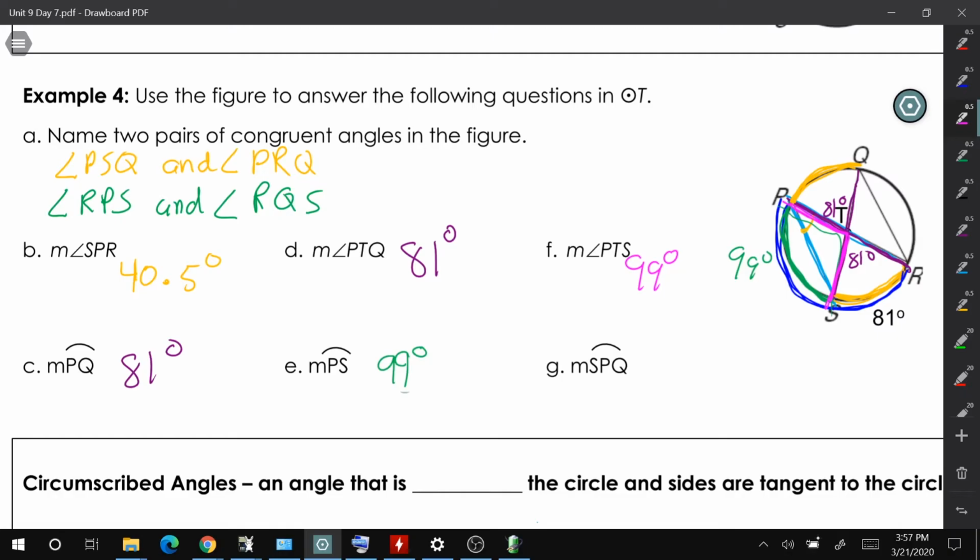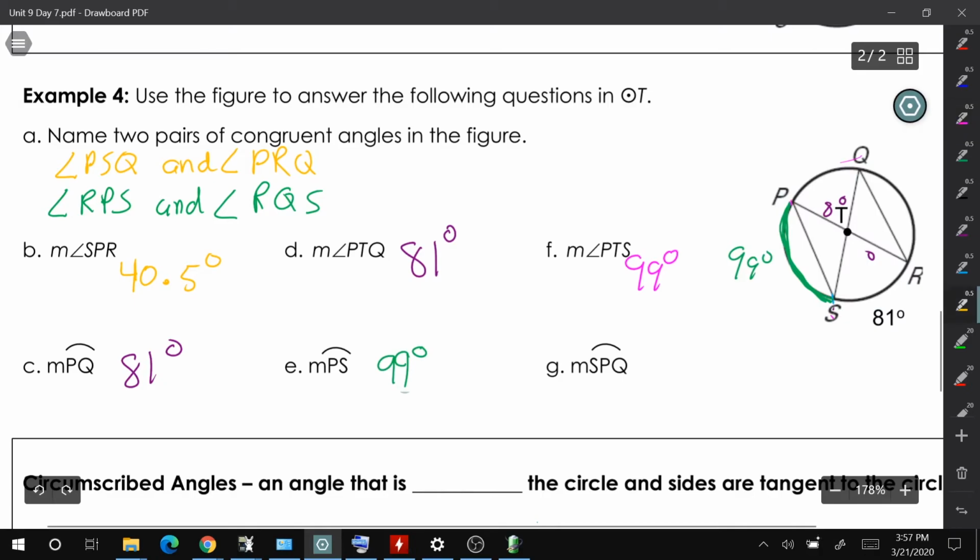And then finally, the measure of arc SPQ. Well, that's another semicircle because, if we get rid of all this stuff real quick, SPQ, that's a diameter right here, so that's 180 degrees.